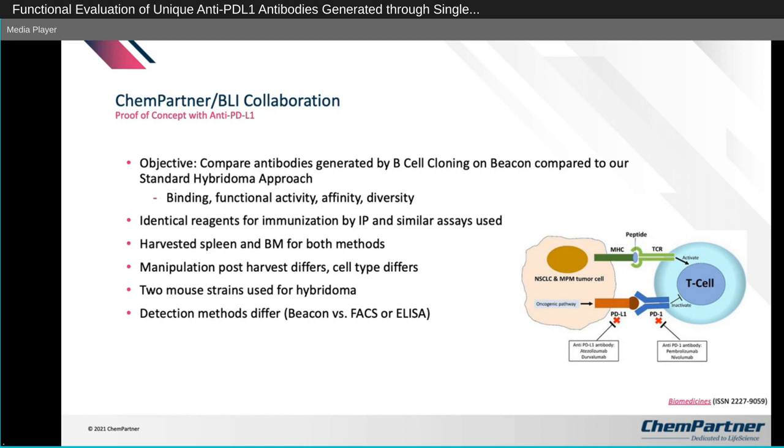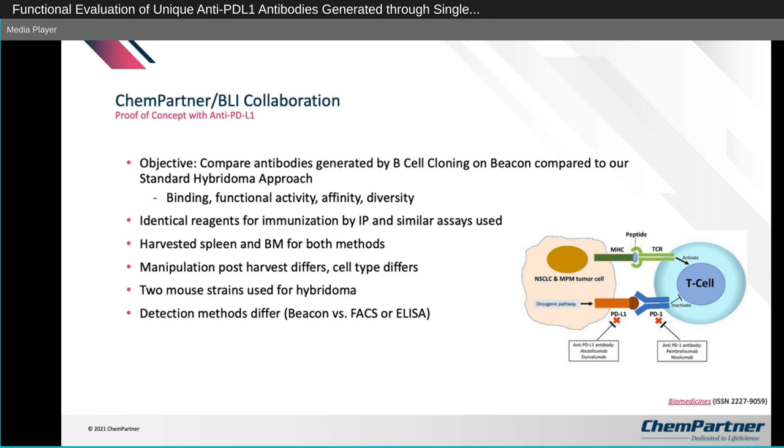We used identical reagents for immunizations by IP, and similar assays were used during the screening process. We ended up harvesting spleen and bone marrow from the immunized animals for both hybridoma as well as B cell cloning. For hybridoma, we used SJL as well as Palpsy strains of mice, and the detection methods are a little bit different between Beacon versus screening for hybridoma supernatant. So I will go into the next couple of slides describing that.